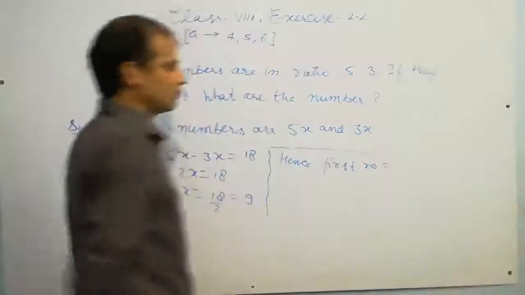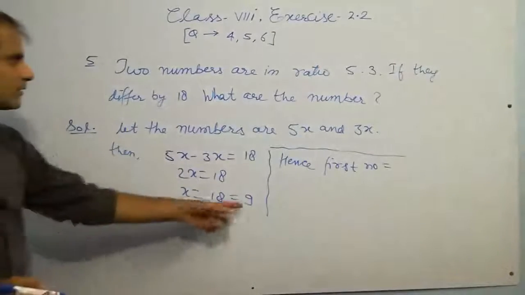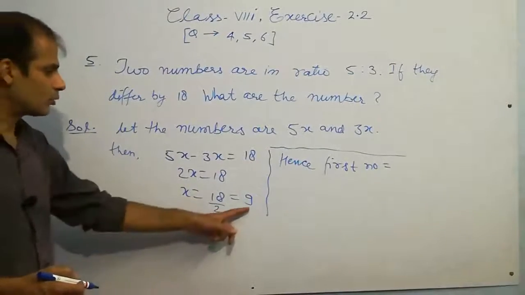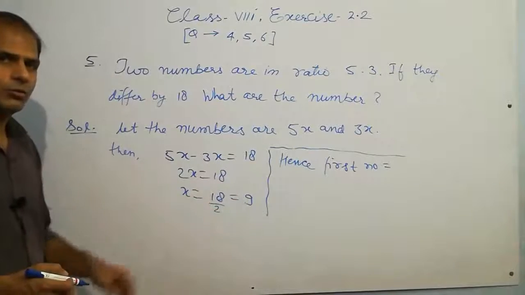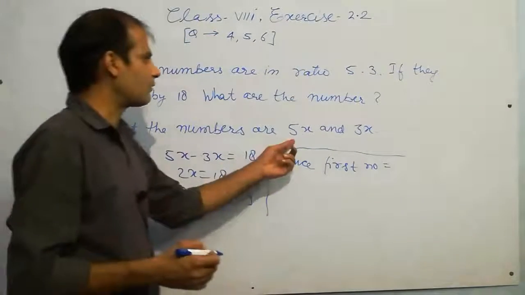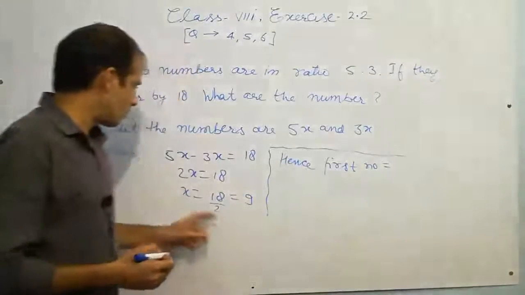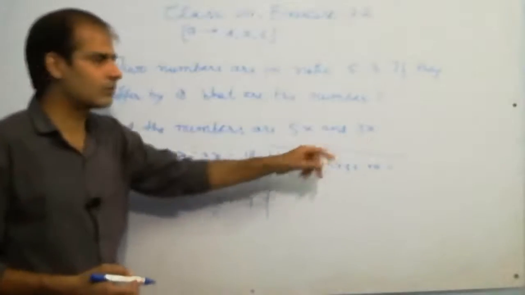First number equals, that is x. Okay, so the value of x you know, but what are the numbers? Numbers are 5x and 3x. Obviously you will put the value of x in these values.